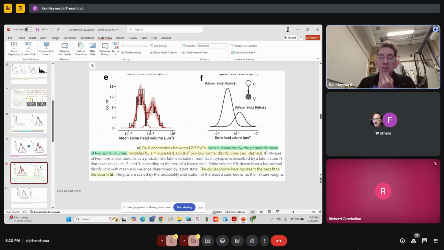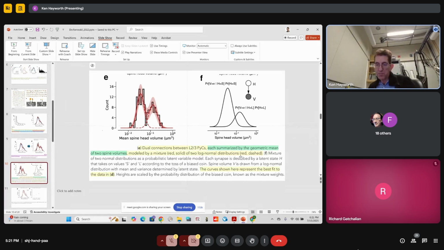They say, let me read this here. So E is showing the dual connections between layer 2-3 pyramidal cells. In this case, each is being summarized by the geometric mean of the two spine volumes. So they're taking these two synapses, calculating the geometric mean, and then they're modeling it, so that's the black histogram curve back here, mean spine head volume in cubic microns. They're modeling this by a mixture of two log normal distributions, that's the red dashed, and the mixture of these two normal distributions as a probabilistic latent variable model.